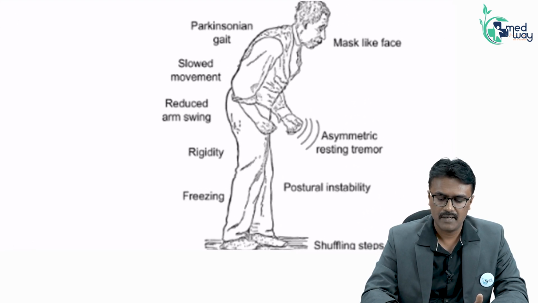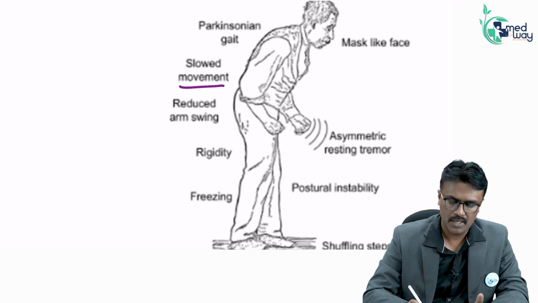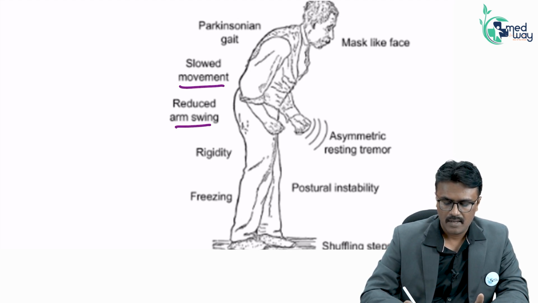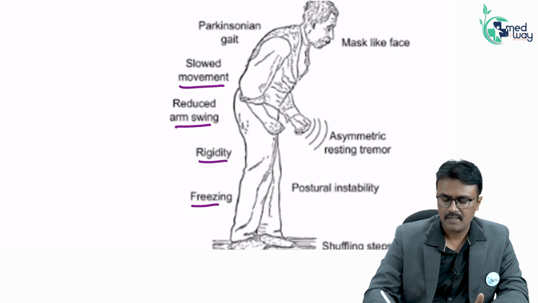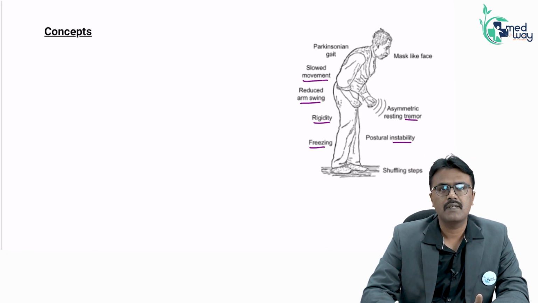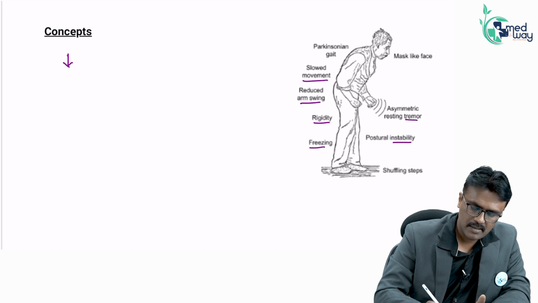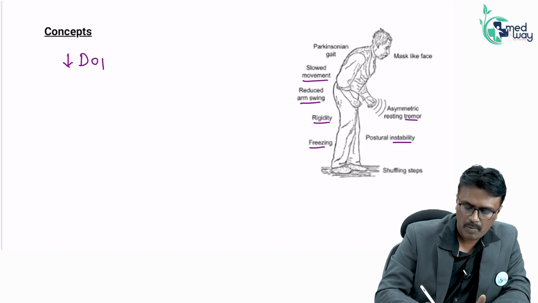You can see the man here with the mask-like face, slowing of movement, reduced arm swing, rigidity, freezing, tremors, postural instability, shuffling gaits. Now, what is the problem in Parkinson disease? The problem in Parkinson disease is there is a decrease in dopamine.